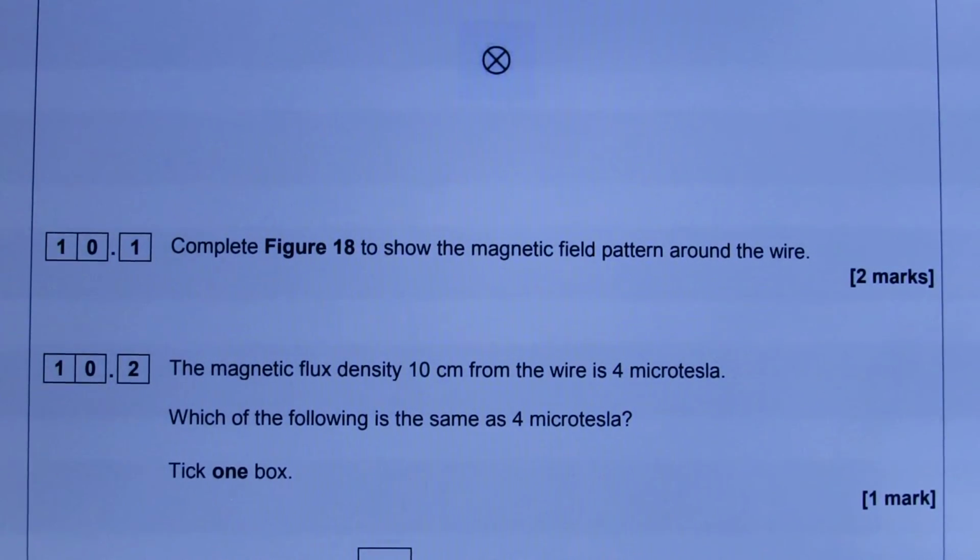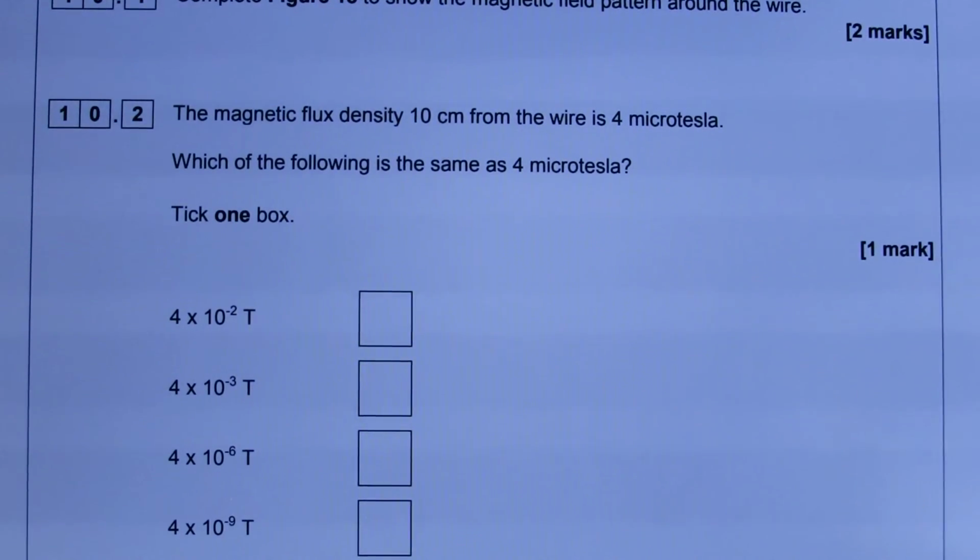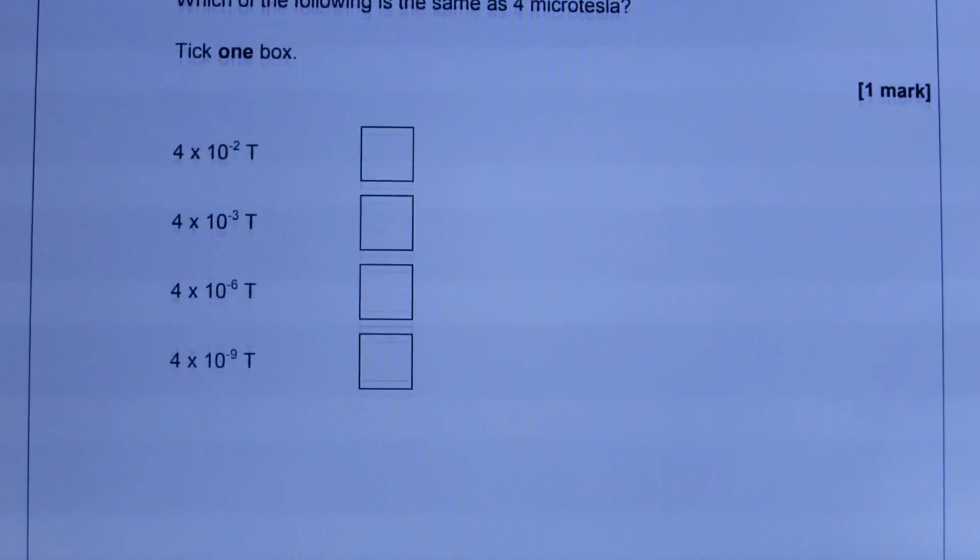Magnetic flux density 10 centimeters from the wire is 4 microtesla. Which of the following is the same as 4 microtesla? Is it 4 times 10 to the negative 2 Tesla? 4 times 10 to the negative 3 Tesla? You don't even have to know what Tesla are. You just have to know that micro is 10 to the negative 6. It's that one. 1 mark.